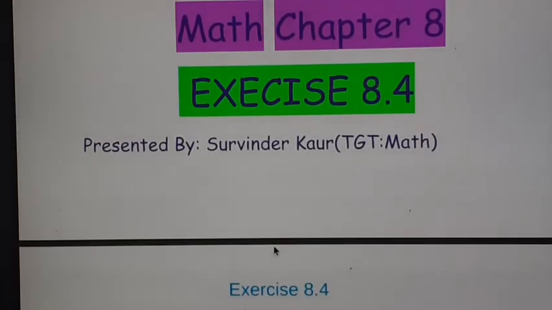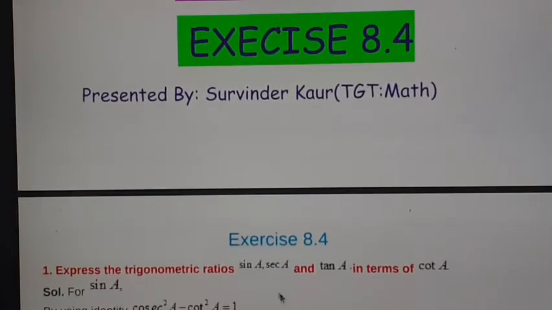So this was asked: you have to express sin, sec and tan A in terms of cot A. Sin we have expressed in terms of cot A, and sec also in terms of cot A. Tan is very easy because we can simply write the reciprocal, 1 by cot A. So in this way we can easily express all these three ratios in terms of cot A. Similarly, now we will do question number 2.